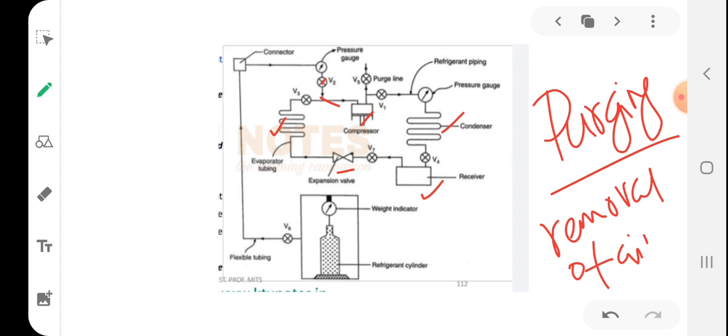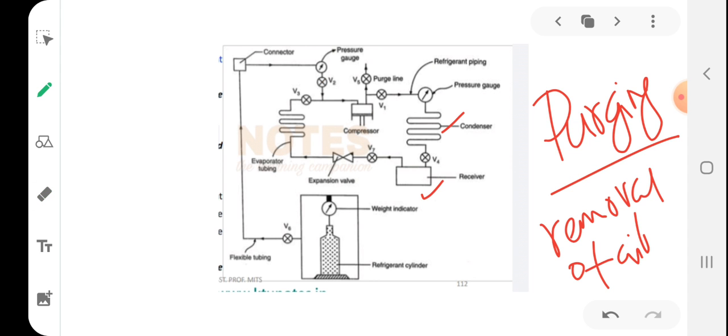Removal of air. So there is a purging line here. Have a look at this. Purging line is the pipe through which air will be removed. So before charging, the air has to be removed. How to remove the air? For removing air, do one thing.